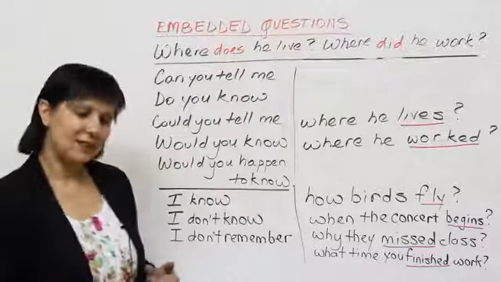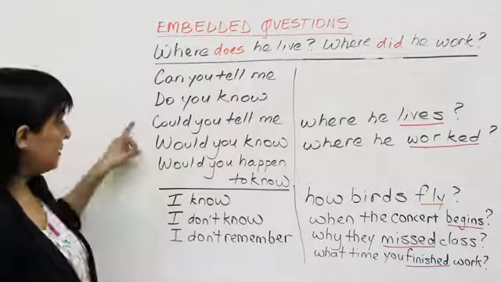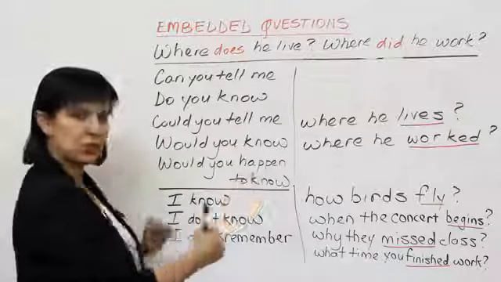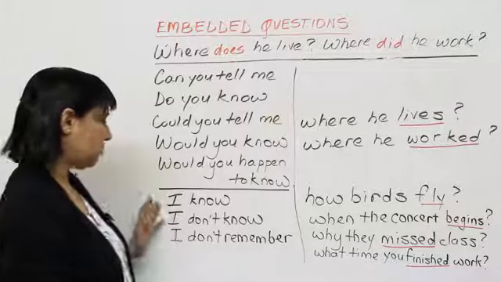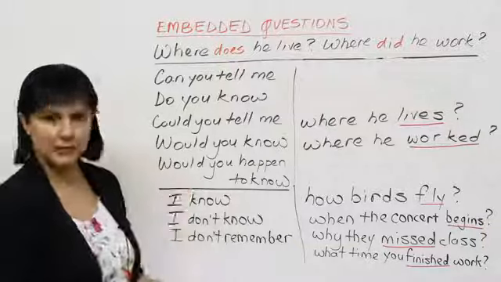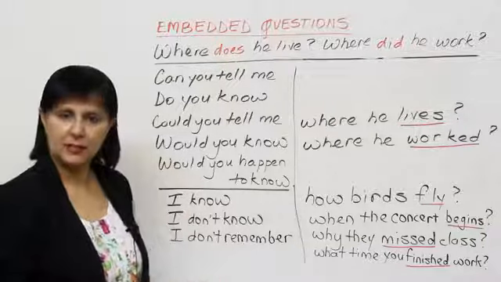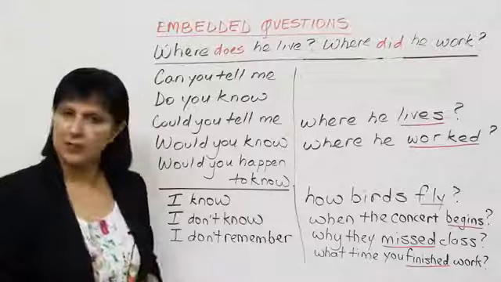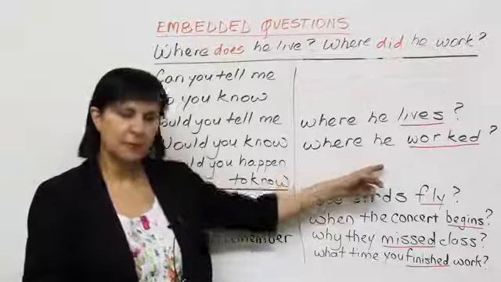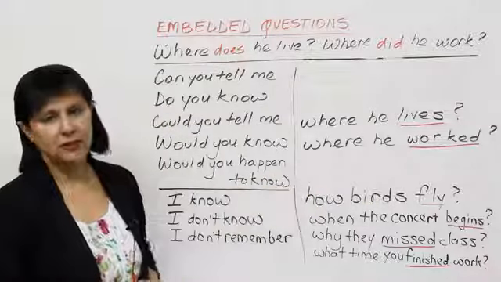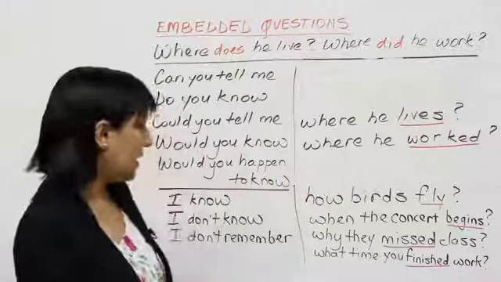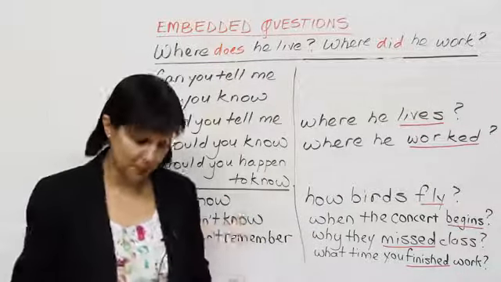Okay? Let's look at a few more examples. Now, this also applies not only when you have these kind of question expressions before, but also in certain kinds of sentences, like I know where he lives, or I don't know where he lives, or I don't remember where he worked. Okay? So even in certain kinds of sentences, when you have that embedded question, you change the order like this. Let me give you a few examples and then you can hopefully understand a little better.